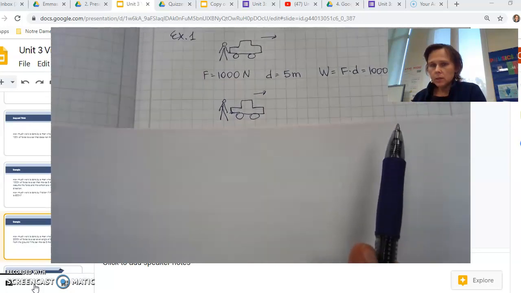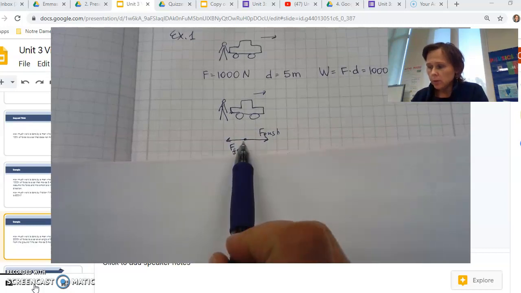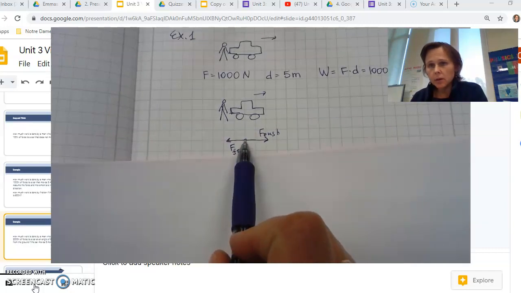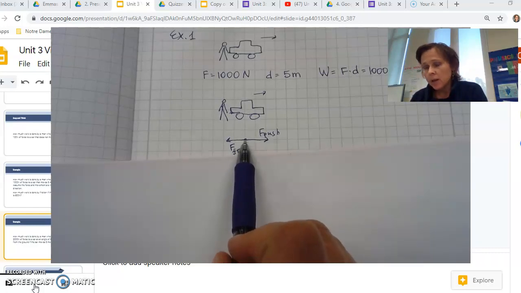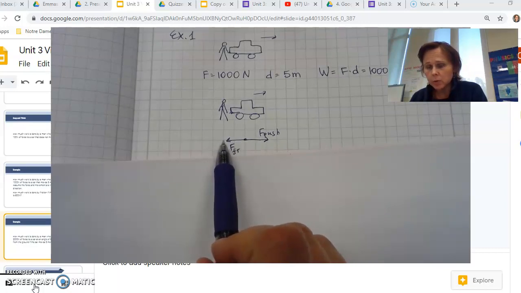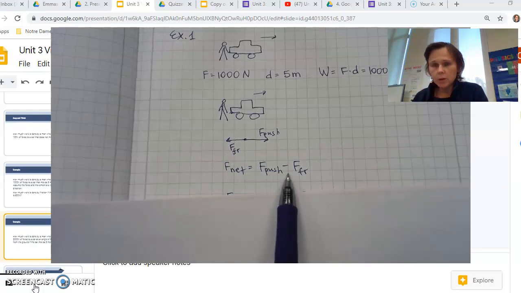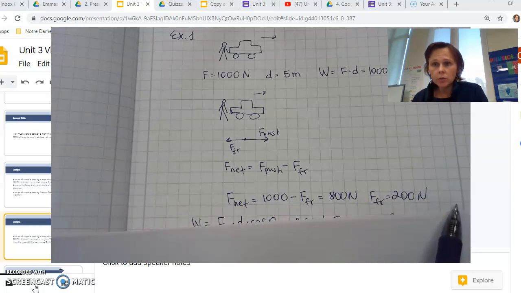So let's look at this again. We have a man pushing a car to the right. The dot is the car. The forces acting on the car are the F push, the man pushing on the car, and the friction between the road and the car, which is in the opposite direction of the motion. So the net force is going to be equal to F push minus F friction. So we can find that F friction is going to be equal to 200 newtons, which is 1000 minus 800.